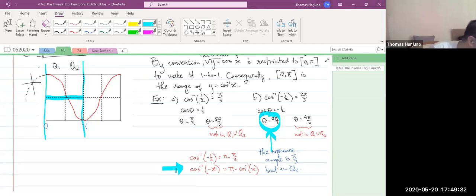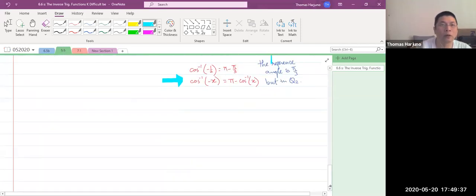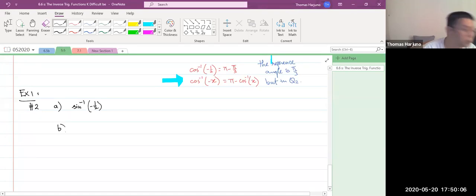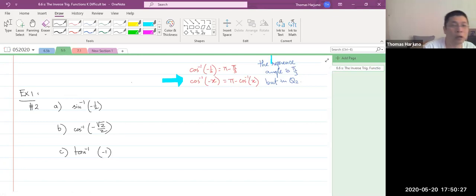Now, let me ask you to do some problems from our textbook to get you used to them. Call this example one. I would like you to do number two, part A, sine inverse of negative 1/2. Part B, cosine inverse of negative radical 2 over 2. Part C, tangent inverse of negative 1. So all negative numbers.